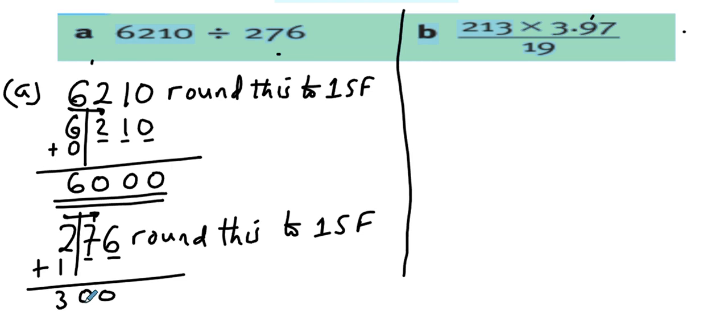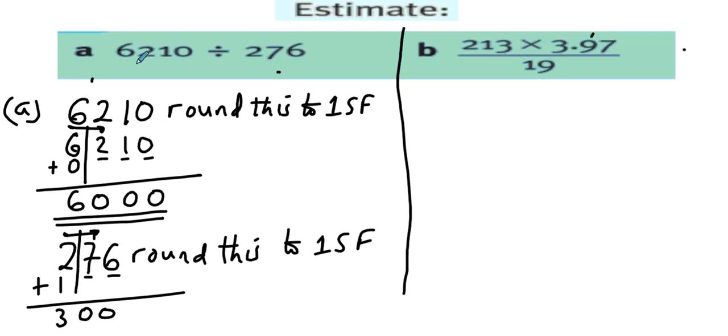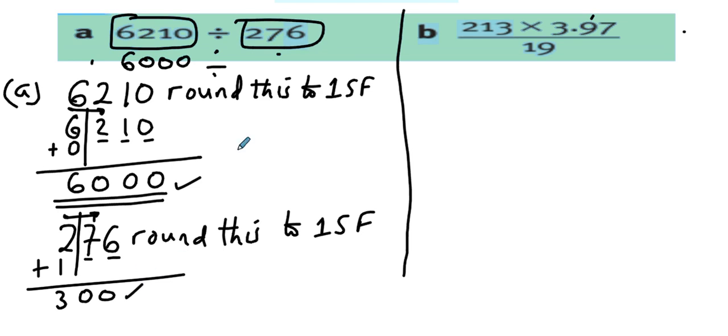Now, let us do the question. The question is, what is 6,210 divided by 276? So in the place of 6210, we got 6,000. Divide by, in the case of this number, we got 300.